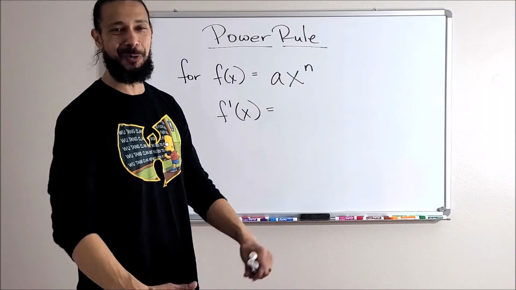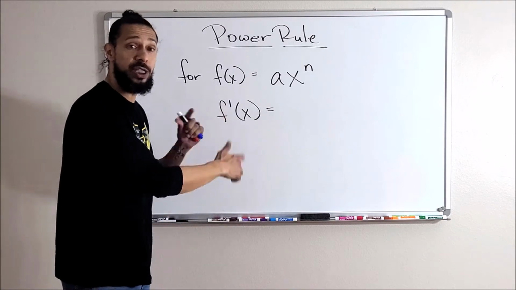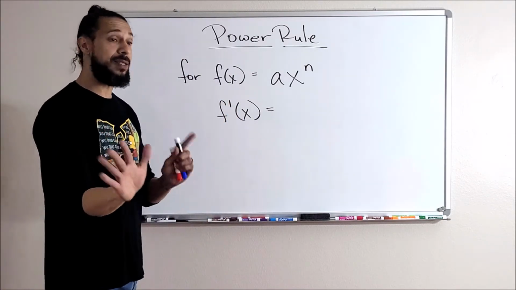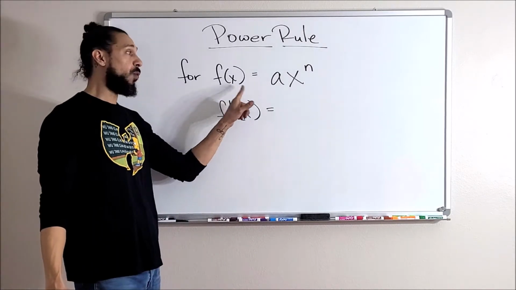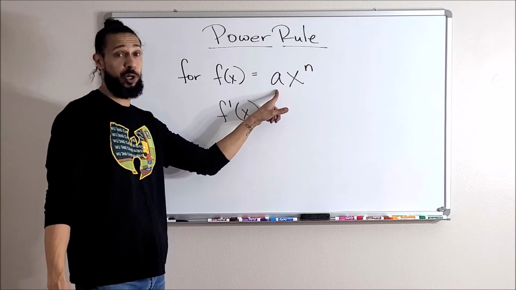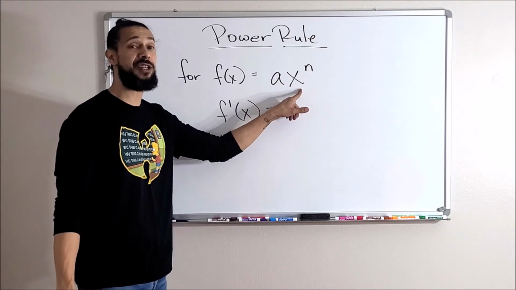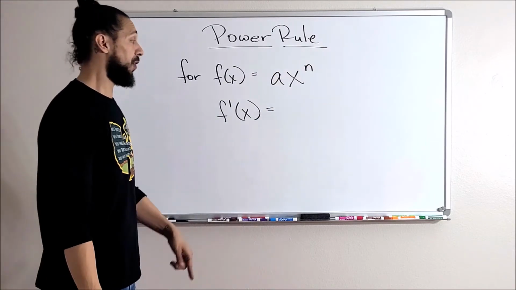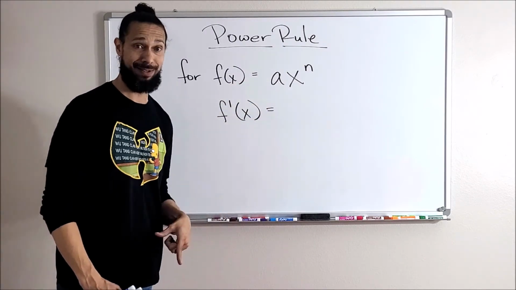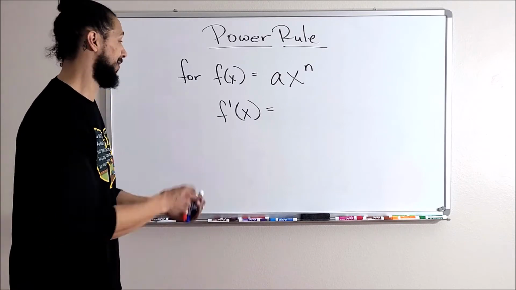Yeah, the power rule. Now listen, your teacher might call this rule something completely different. We call it the power rule. And what that means is, anytime you have a function where x is raised to a power, now a is just the coefficient on this term, but if x is raised to a numerical power, there's a certain way to find the derivative of a function when it looks like this.